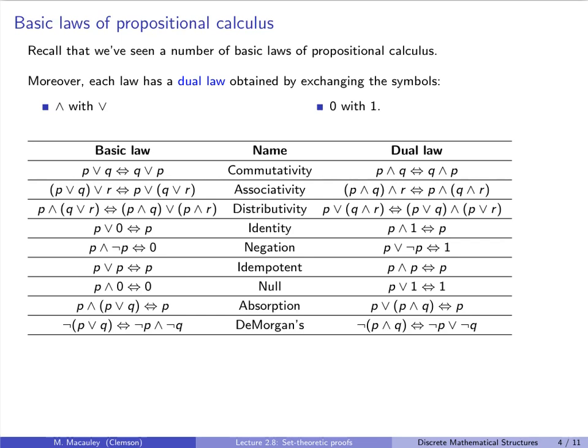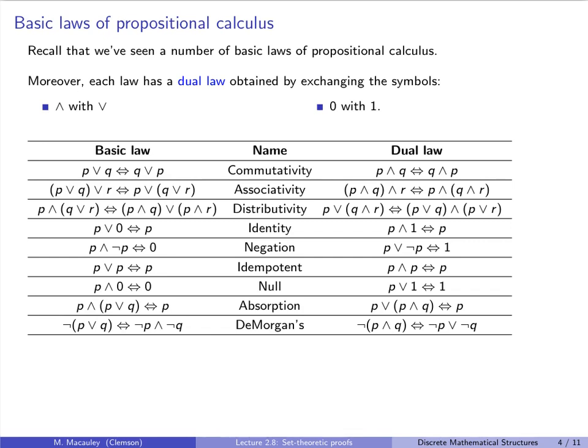Same with associativity. So the associativity says P or Q or R is equivalent to P or Q or R. And the dual law is the same thing, just replace each or with an and. And the next is distributive law. Now this actually has a left and a right version.